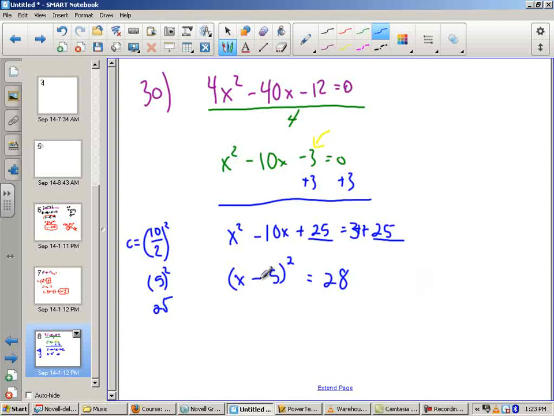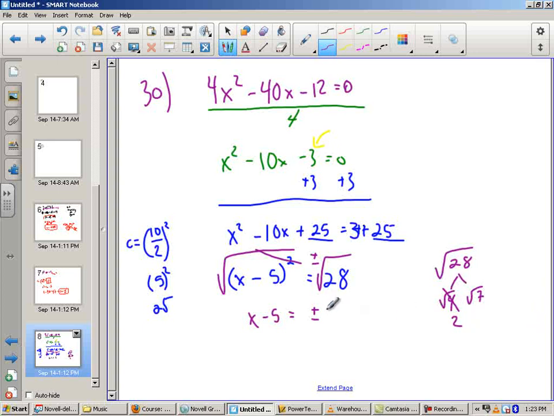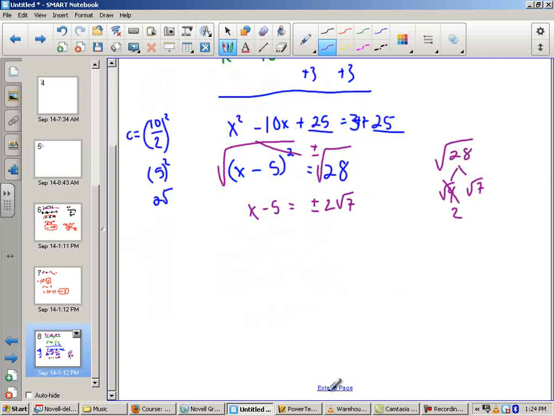And so, right here, when we look at this, now we need to take care of this square. So we'll start by taking the square root of both sides. When we do, we need our plus or minus. So the square and the square root cancel. I get x minus 5 equals plus or minus, well, the root of 28 is composed of the root of 4 and the root of 7. I know the root of 4 is 2, so this is 2 root 7. I've just done some simplifying off to the side.